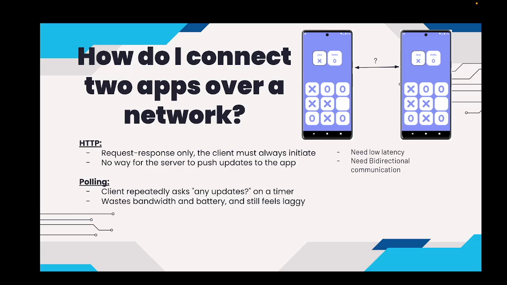So the main question that we're trying to go over in this workshop is how do I connect two apps over a network? So if I have one phone with its own tic-tac-toe process and another phone across the network with its other tic-tac-toe process, how do I make it so that if I make a move as X over here, it sends not only an update to the server, but the server also updates all of the clients as well in this room.